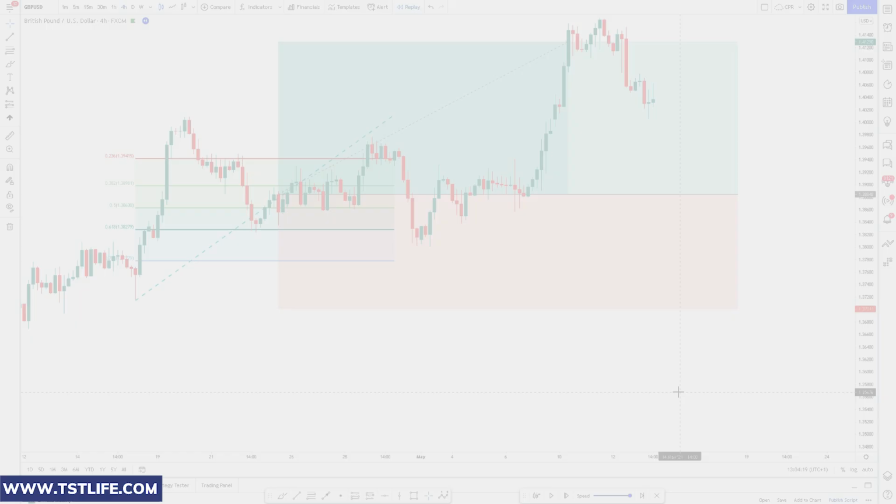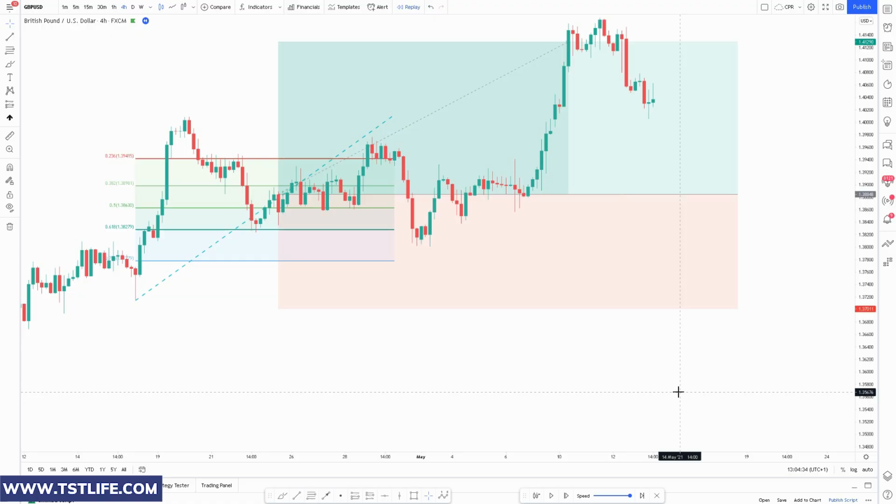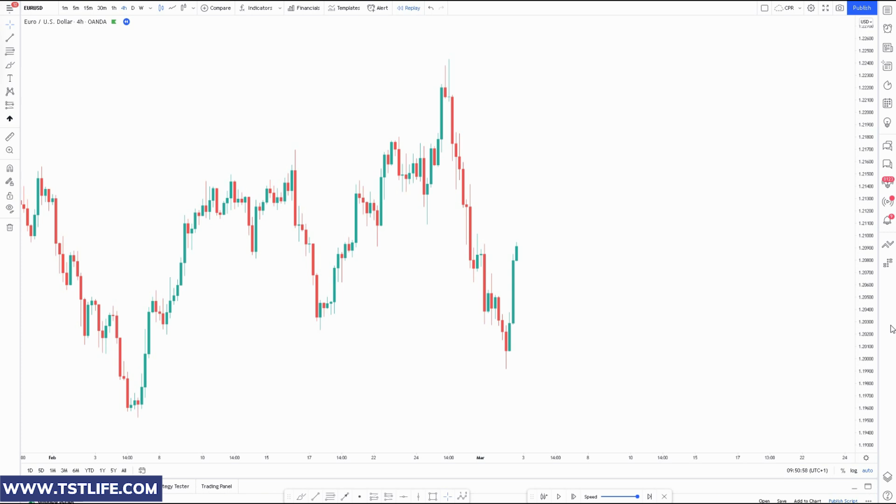So to sum up, we need to draw the Fibonacci retracement levels, wait for a reversal as a first confirmation, and check the key levels such as support and resistance as our second confirmation. The third signal is the price action. We should look for a bullish or bearish candlestick pattern before entering. Let's look at another example before we move on to the last part of the video, where I'll let you do some practicing with market examples.